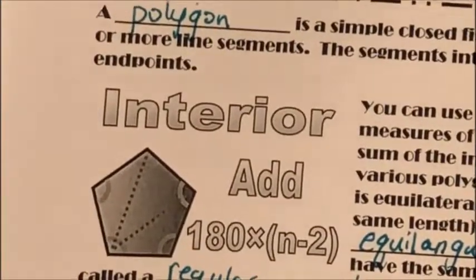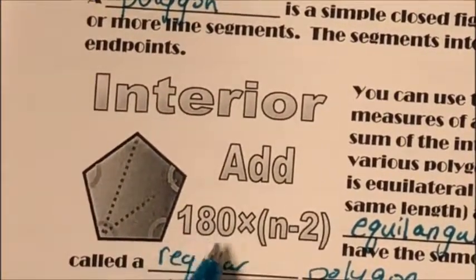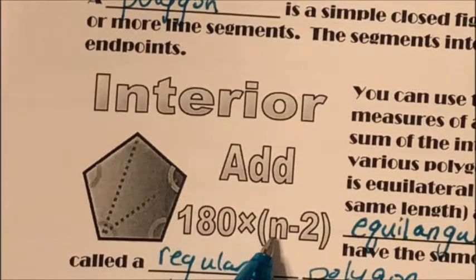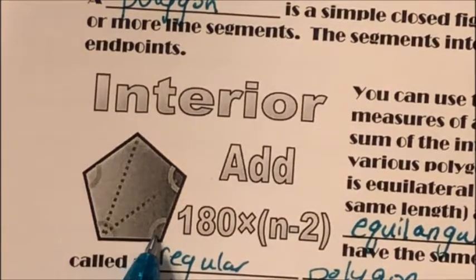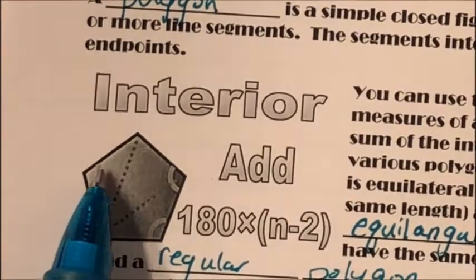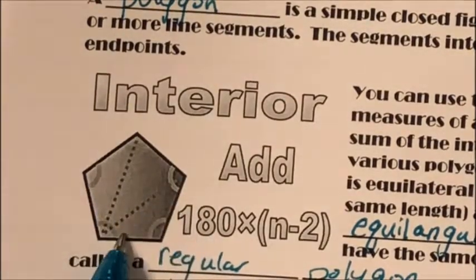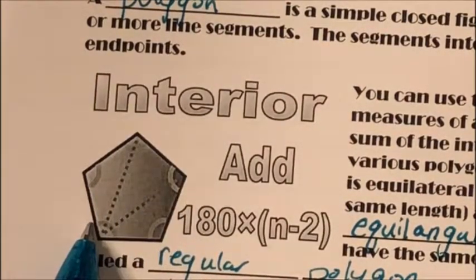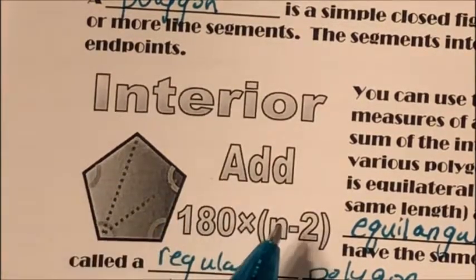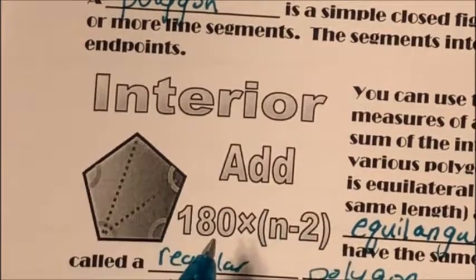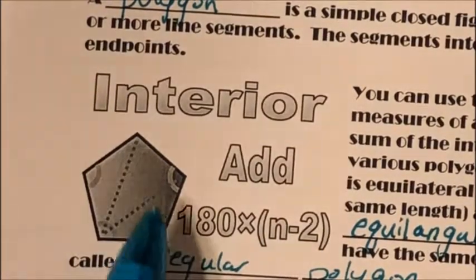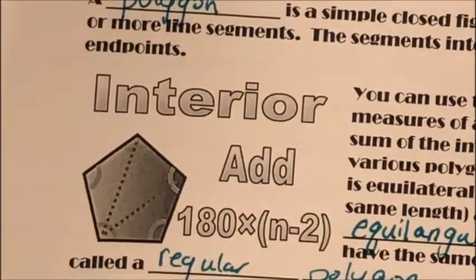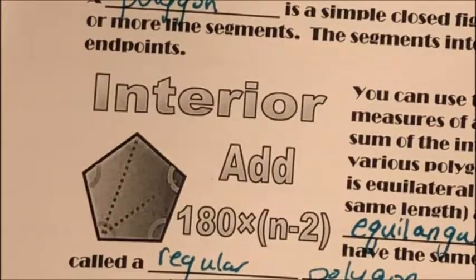So, for interior angles, angles that are on the inside, you're going to use this formula: 180 times n minus 2. N is the number of sides that the polygon has. So for example, 1, 2, 3, 4, 5. Okay, this has 5 sides. It's a pentagon. I would take 5 minus 2 and multiply that times 180, which would give me the sum of all the interior angles of the polygon.